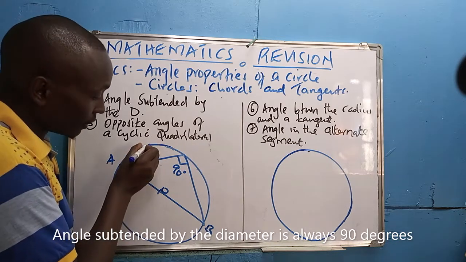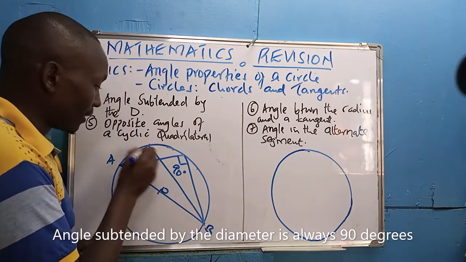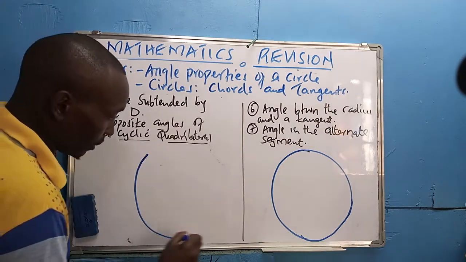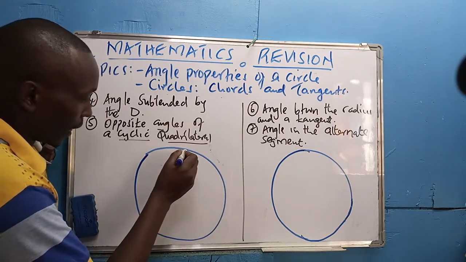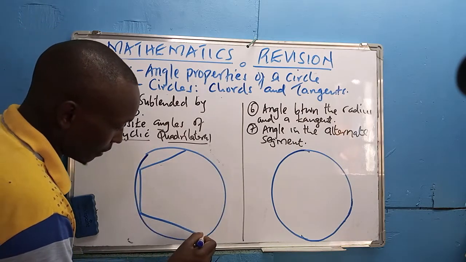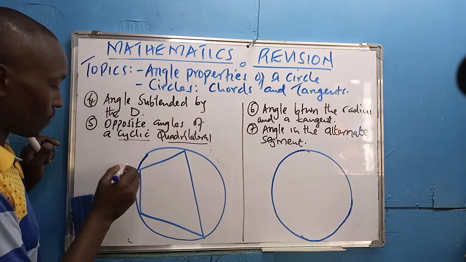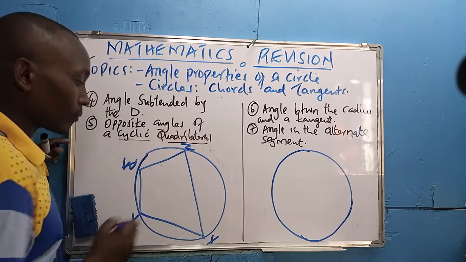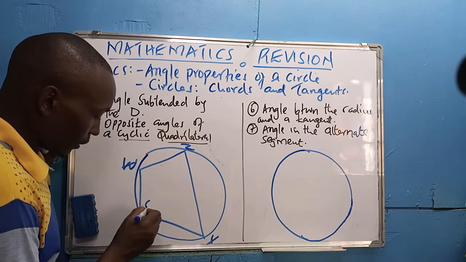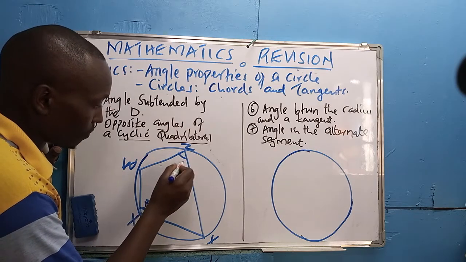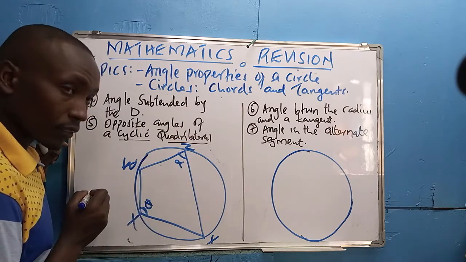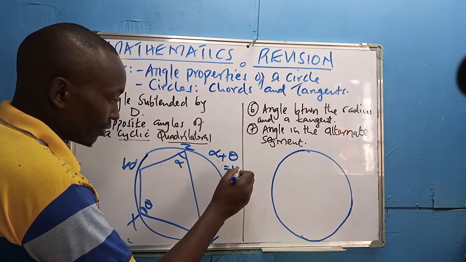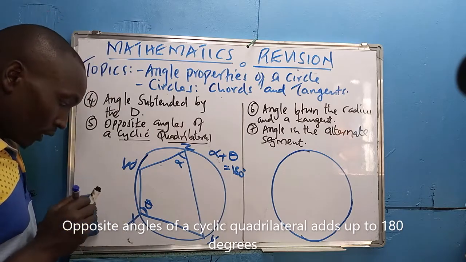So any angle that is subtended by the diameter at the circumference is always 90 degrees. Assuming that I have a circle, I have a figure here, a figure W, X, Y, and Z. These two opposite angles, alpha and theta, if added, I will get 180. A very important property you should know.